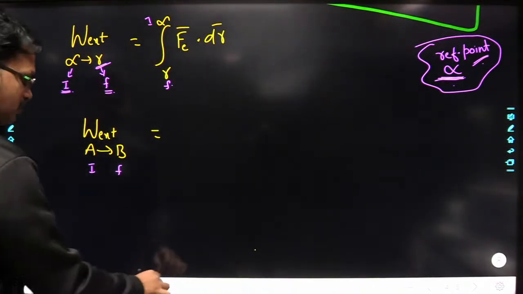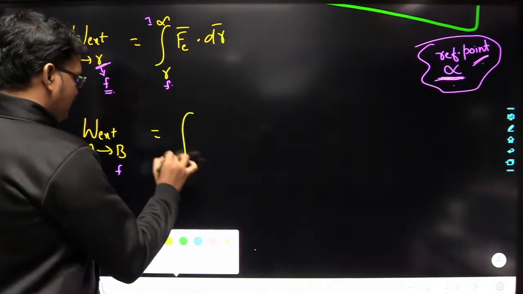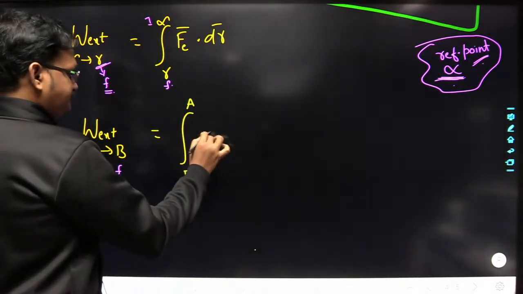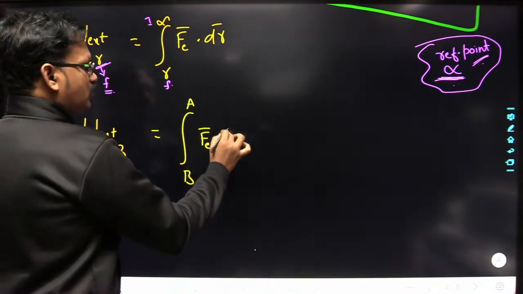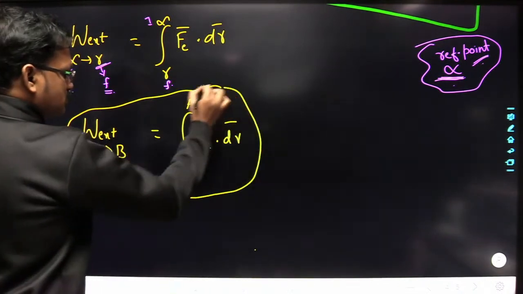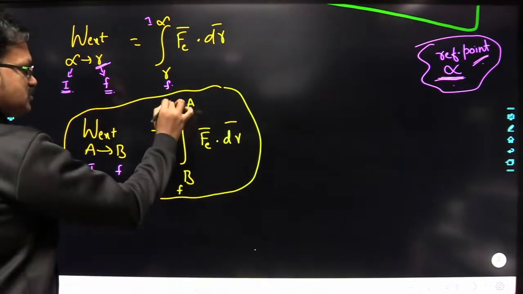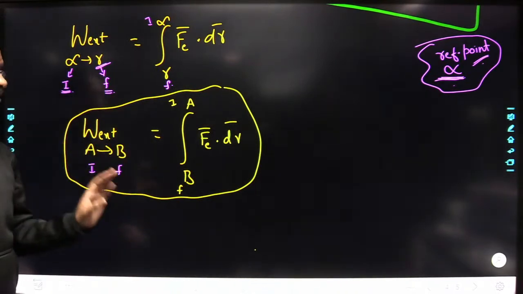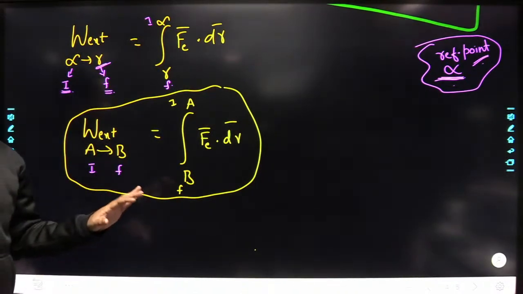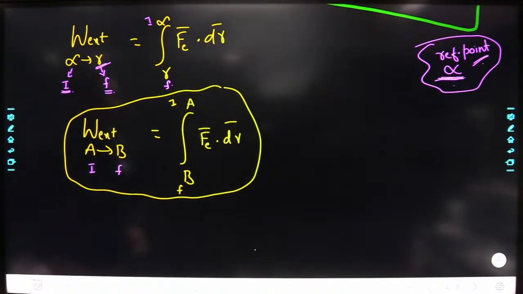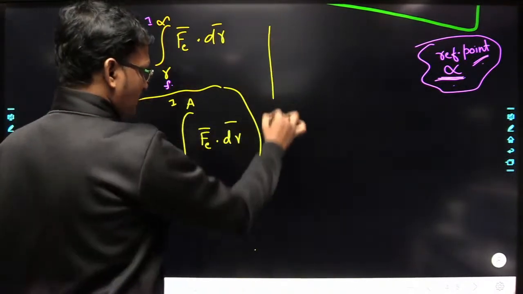What do you have to write? You have to write the integral from b to a of Fe bar dot dr bar. Understood? This is final and this is initial. In this manner we are going to write the work done here. This is the convention we are going to follow throughout our subject. Understood?